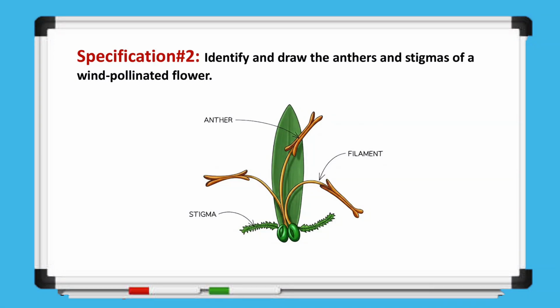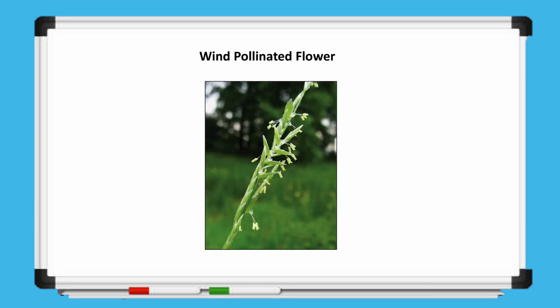Next, we move on to specification number 2, which asks us to identify and draw the anthers and stigmas of a wind-pollinated flower. So now, we will examine the structure of a wind-pollinated flower closely, learn to identify its key parts like the anther, filament, and stigma, and understand how to draw its structure accurately. As you can see here, the image shows the inflorescence of a grass, which is a wind-pollinated flower.